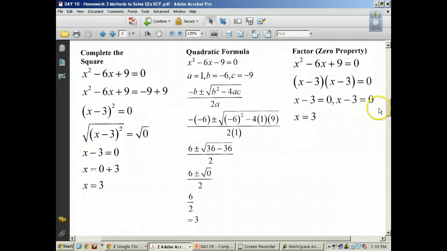And here's the second one. Look how fast it is to factor it. What two numbers multiply to 9 and add to -6? Oh, -3 and -3. The answer is 3. So you could go through all this work in the quadratic formula just to find out the same thing. Completing the square is actually pretty simple because half of -6 is -3, squared is 9.